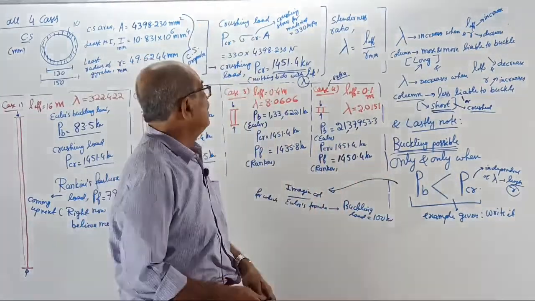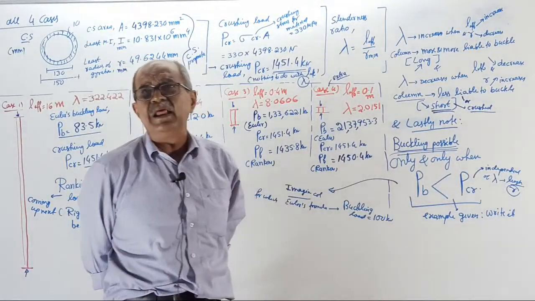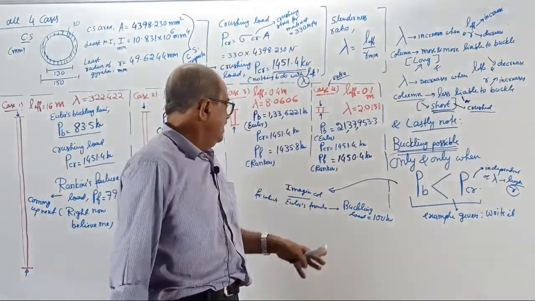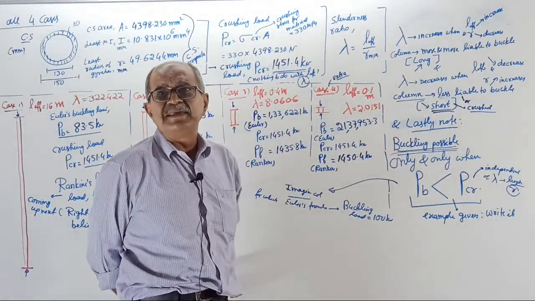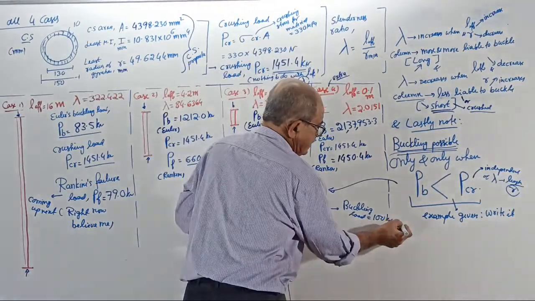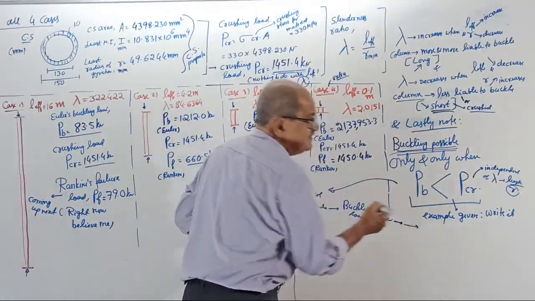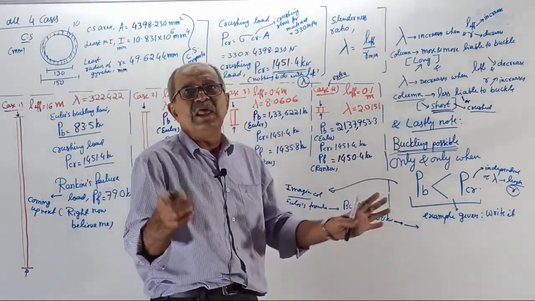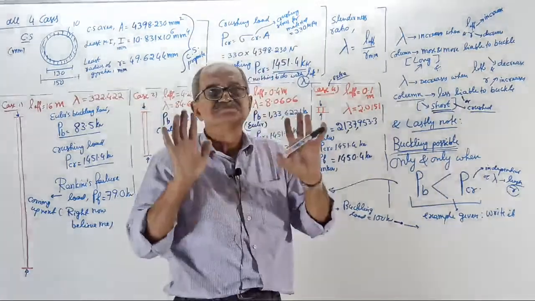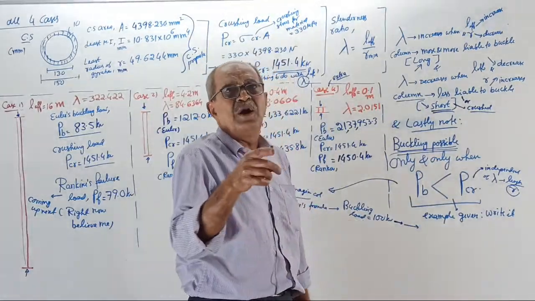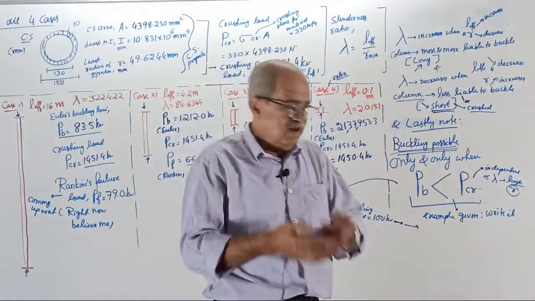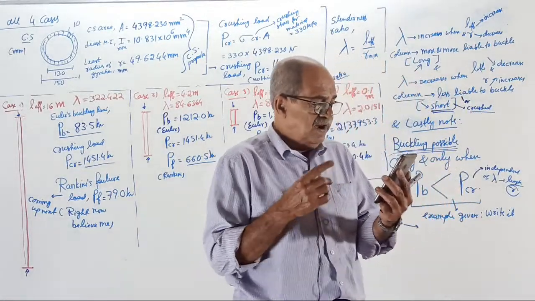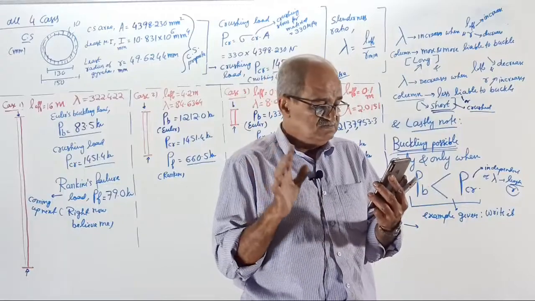There is a column. You calculate pi square EI by L effective square, or pi square EA by lambda square. You write all this, for which Euler's buckling load came 100 kilonewton. That means if you keep on increasing the load, when the load reaches 100 kilonewton, column will buckle. Clear? Okay.